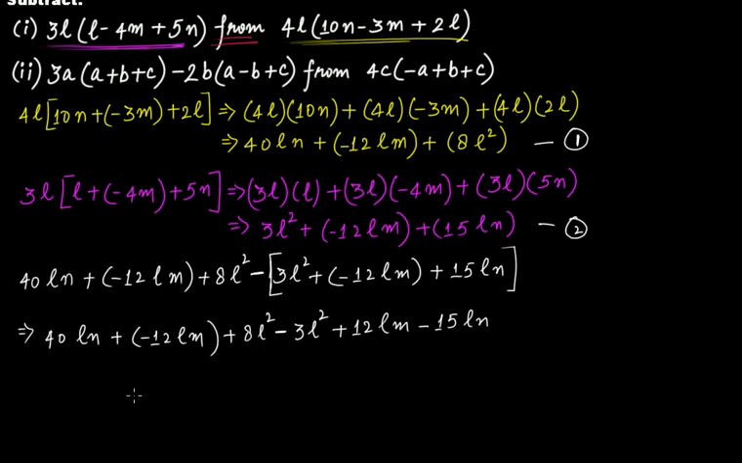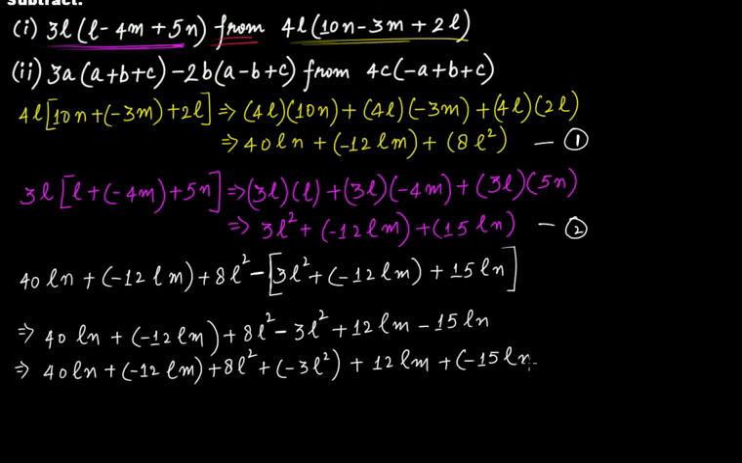Okay, now if you look at this, this is lm, this is ln. So let's put the minus sign within the bracket. 40 ln plus minus 12 lm plus 8l squared plus minus 3l squared plus 12 lm plus minus 15 ln. Okay, if you look at these terms, 40 ln and minus 15 ln are two like terms because ln and ln is the algebraic factor. So add them together, you get 40 ln plus minus 15 ln. Then you have minus 12 lm and plus 12 lm. These are common like terms.